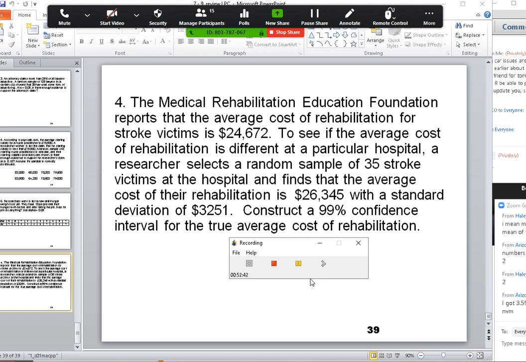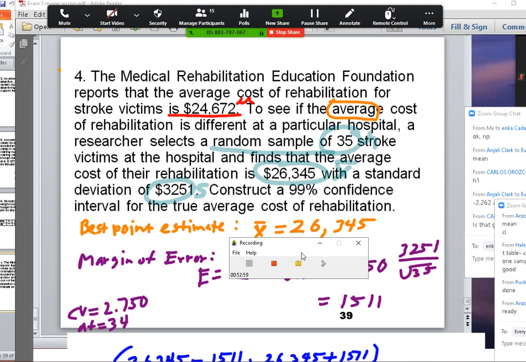Again, that's your best point estimate. Don't spend a lot of time on that one because it's super simple. If you don't know what it is, then don't worry about it. I'll show you. But find your margin of error, E, and find your confidence interval. All right, so let's go ahead and take a look at this one.